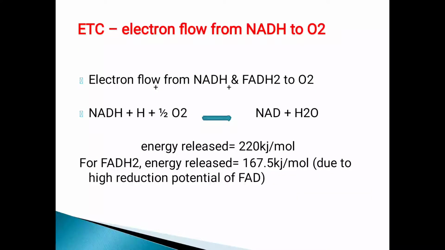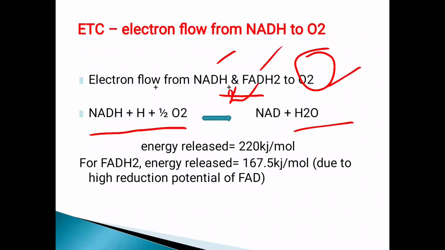So what is going on in this particular electron transport system? The reducing power being generated, that is NADH as well as FADH2, will flow towards oxygen. The electrons will move on from NADH2 as well as FADH2 towards the oxygen, which will lead to the formation of a water molecule by means of the oxidation of NADH2, forming NAD positive as well as H2O.